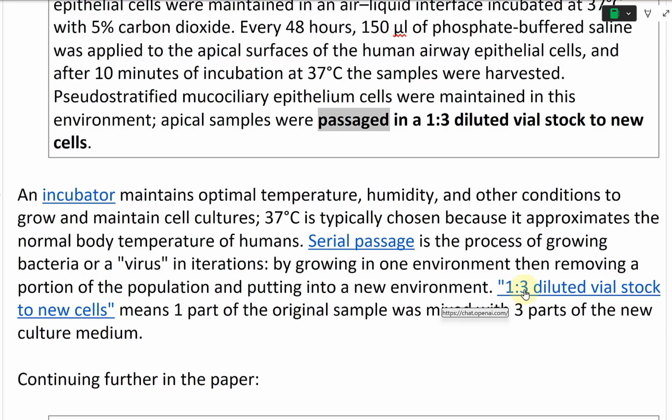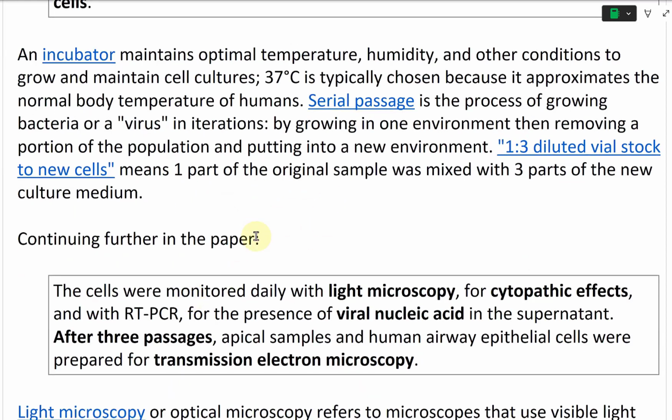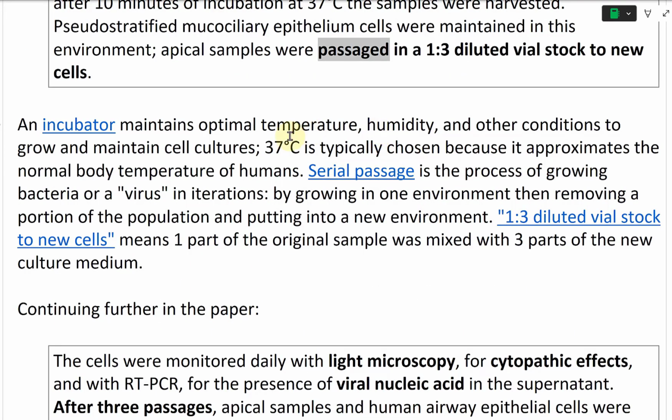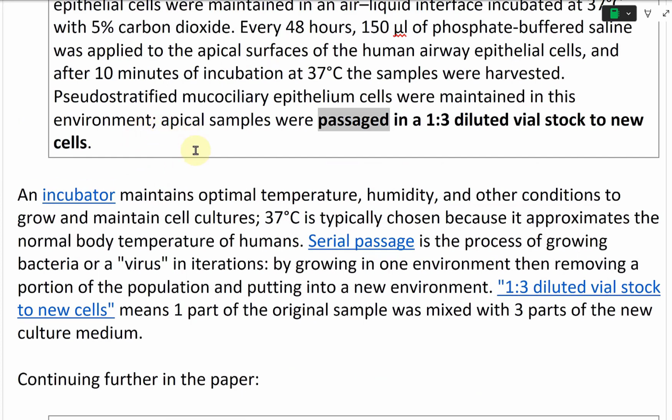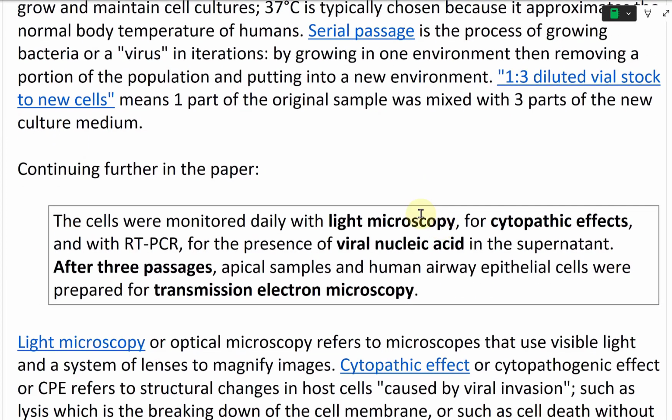And this phrase, 1:3 diluted vial stock to new cells, means one part of the original sample was mixed with 3 parts of the new culture medium. Yeah, so basically they were diluting the environment. So they would dilute these apical samples, passaged or grown in another environment that is diluted at this ratio 1:3. So 3 parts of the new culture medium versus 1 part of the original.